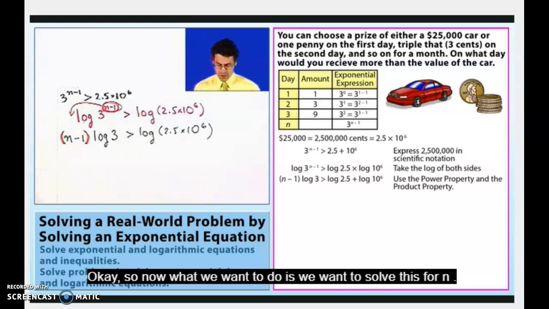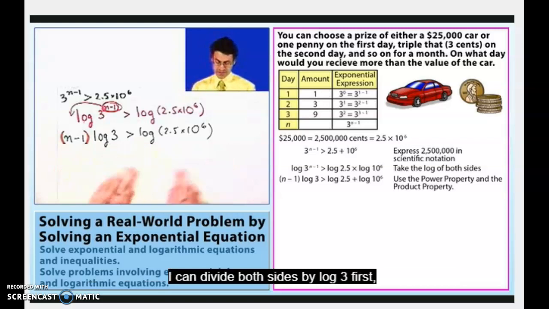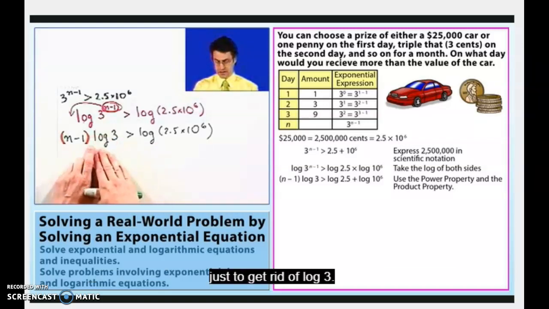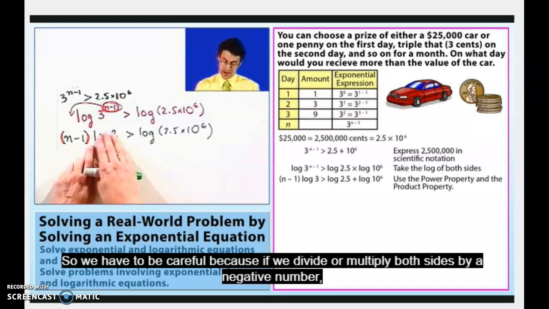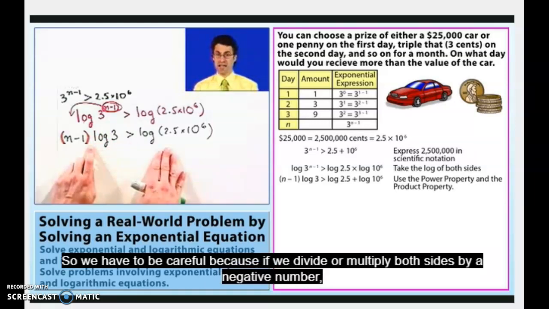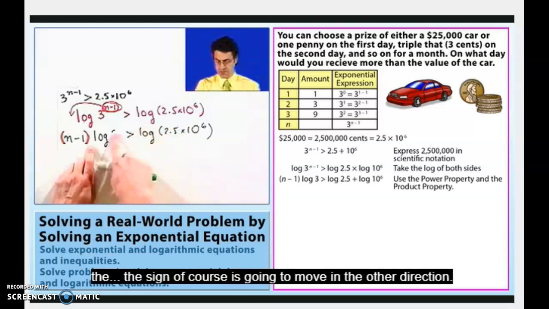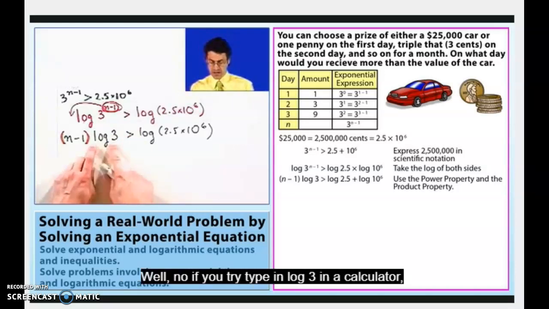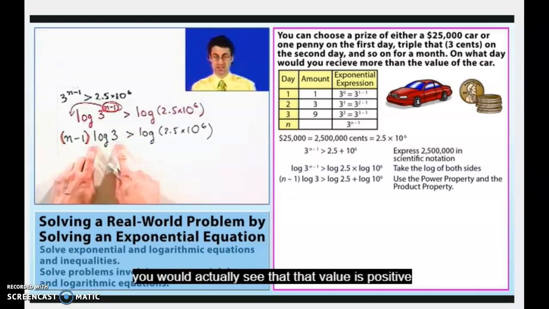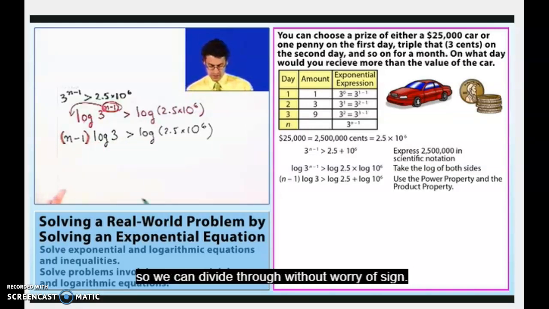Okay, so now what we want to do is solve this for n. There are a lot of ways of doing this. I can divide both sides by log 3 first, just to get rid of the log 3. Now, it's an inequality. So we have to be careful, because if we divide or multiply both sides by a negative number, the sign, of course, is going to move in the other direction. So, is that a problem here? Well, no. If you type in log 3 on a calculator, you'd see that that value is positive, so we can divide through without worry of sign.